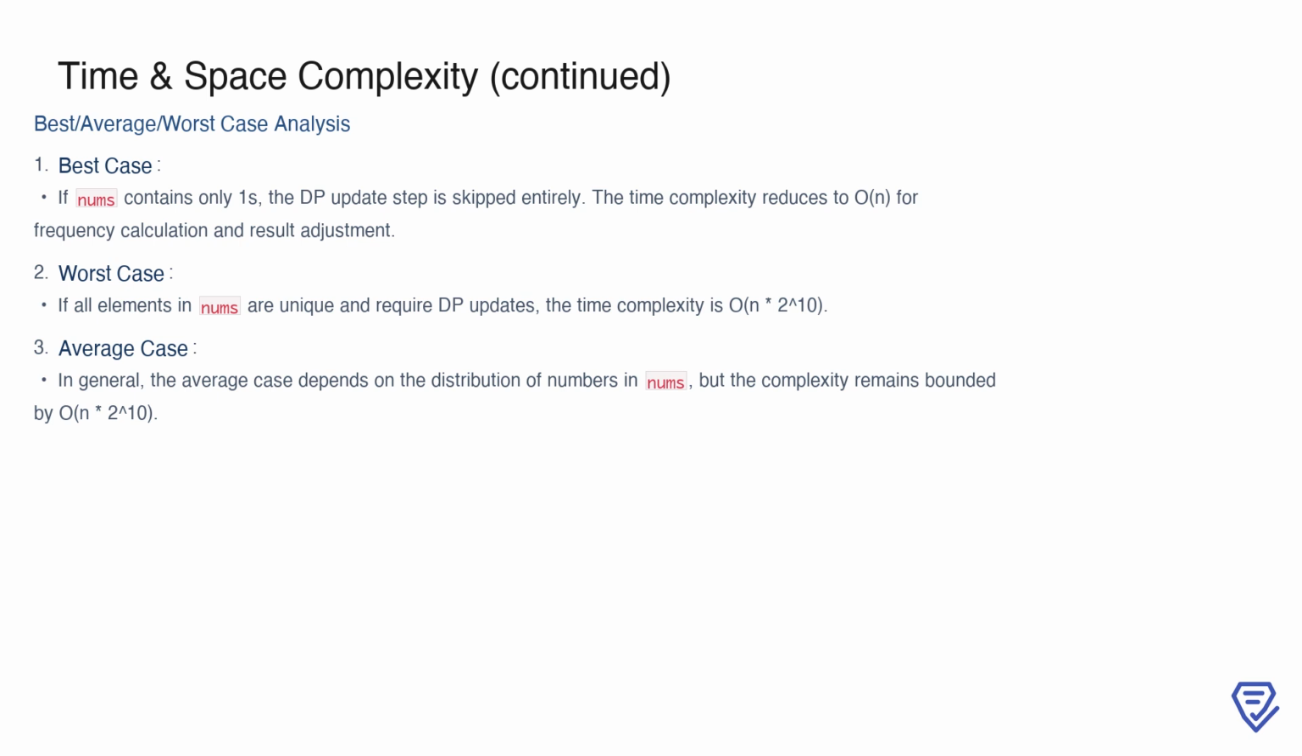In the worst case, all elements in nums are unique and require full DP updates for each number, leading to a time complexity of n * 2^10. The average case depends on the distribution of numbers in nums, but the time complexity remains bounded by n * 2^10. This case-based analysis confirms that while the complexity may vary slightly depending on the input, the solution consistently performs within the established bounds, ensuring reliable efficiency.